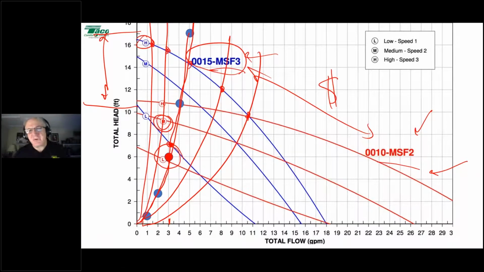It's not the number of zones. To me, if I'm doing zone valves, I'm not going to bother with a steep curve pump. What's the point? There's no reason to. I'm going to be creating a problem where I don't need to.